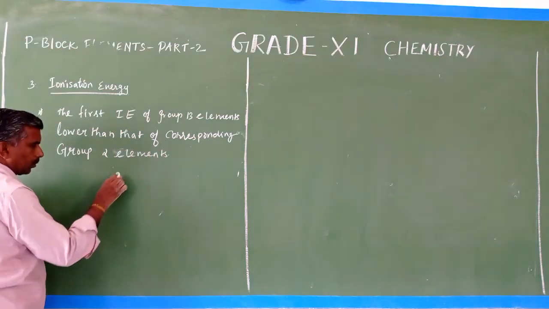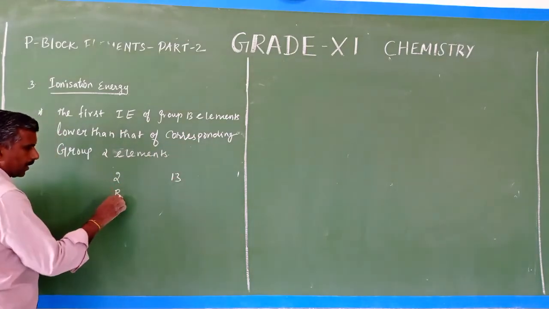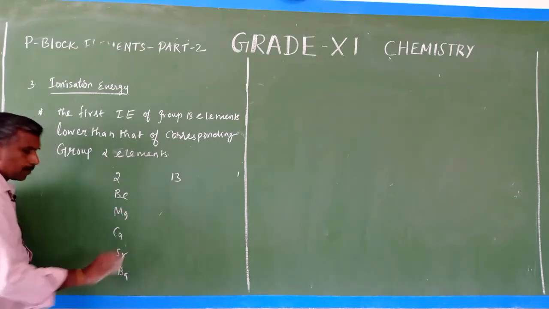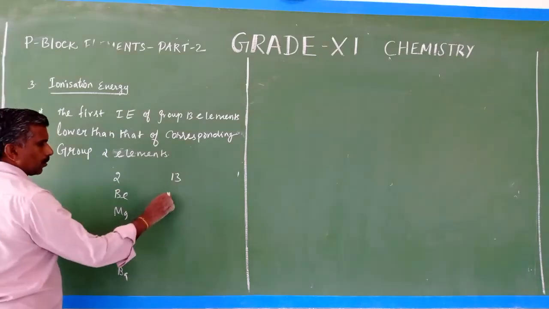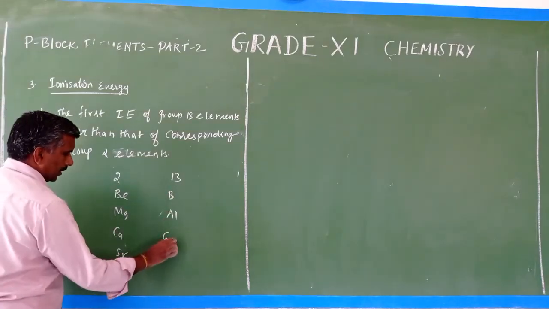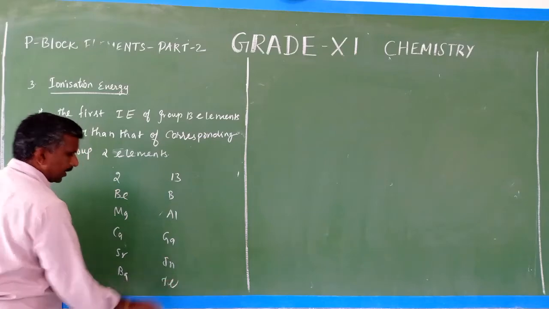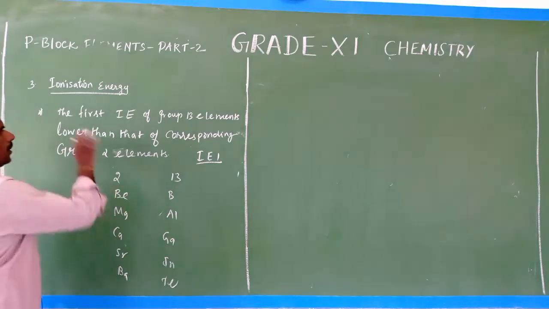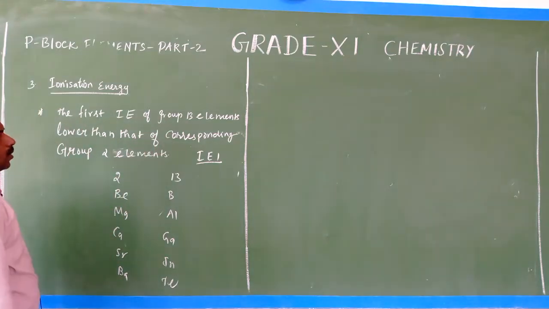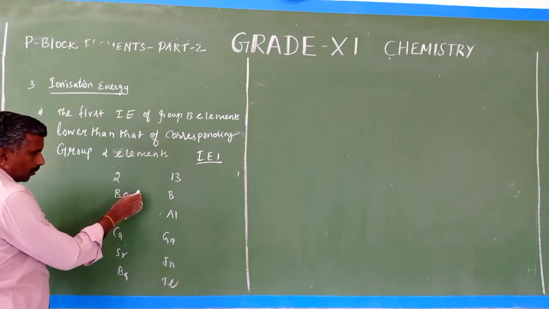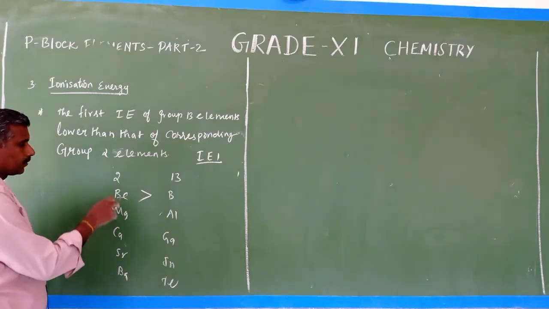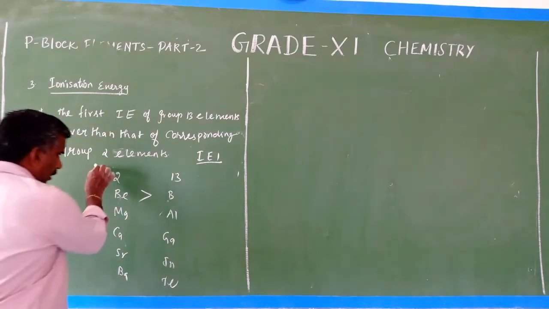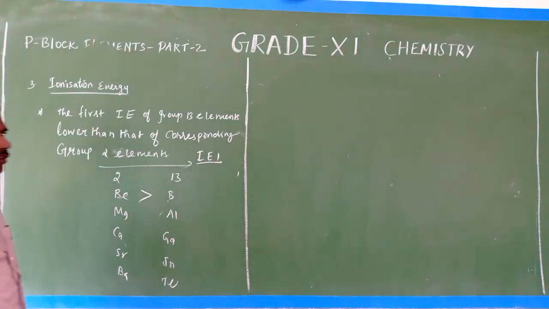Now, group 2 is beryllium, magnesium, calcium, strontium, barium. Group 13: boron, aluminum, gallium, indium, thallium. Ionization energy: the first ionization energy of group 13 elements is lower than the corresponding group 2. Beryllium will have the higher ionization energy, boron lower. In the periodic table, left to right ionization energy should increase, but here it decreases.